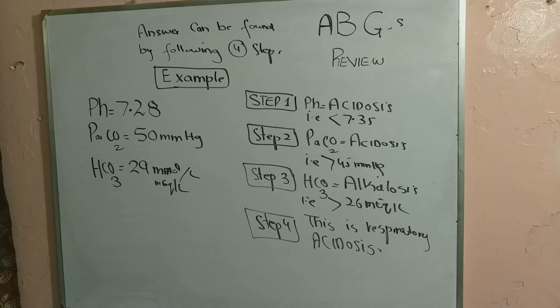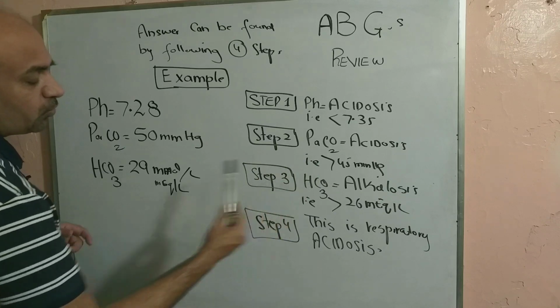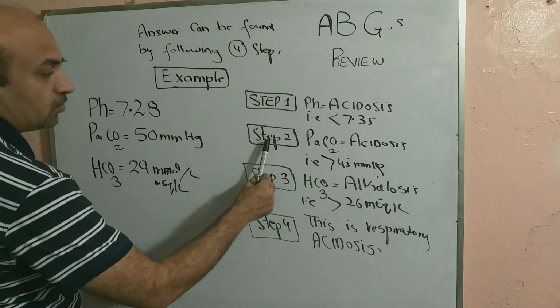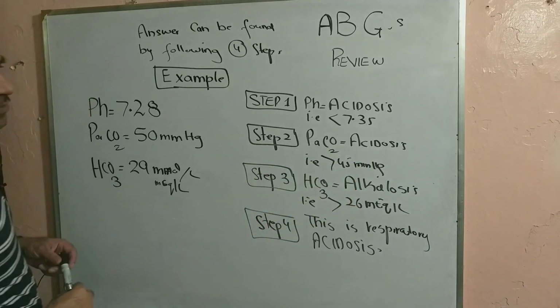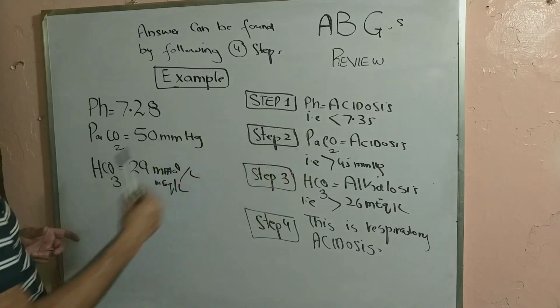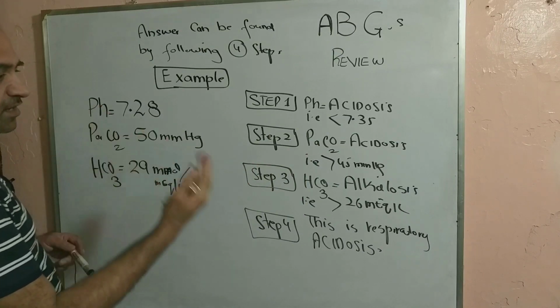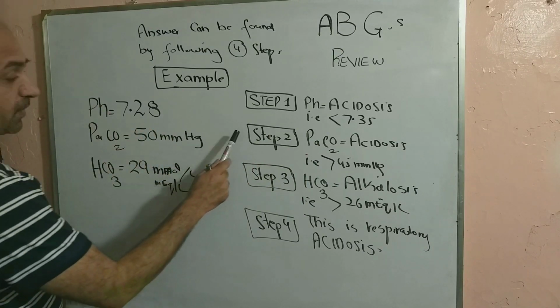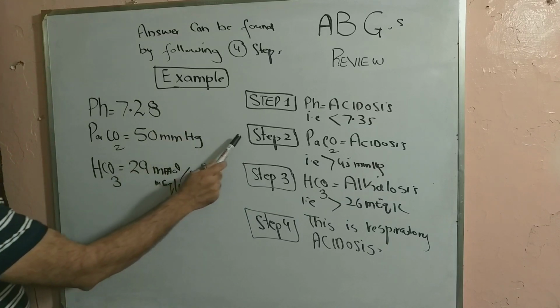So when we come to step 4 and compare, the name of the ABGs is surely acidosis because the pH is in the acidosis range. Now we see whether PCO2 is acidosis or bicarbonate is acidosis. Here we see the PCO2 is acidosis. So this ABG is primarily a respiratory acidosis, because PCO2 is dealt with by the lungs, the respiratory component. So the primary problem of this patient is respiratory acidosis.